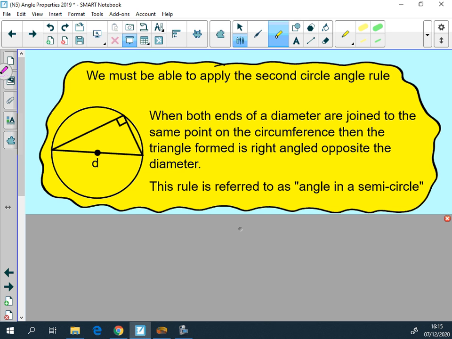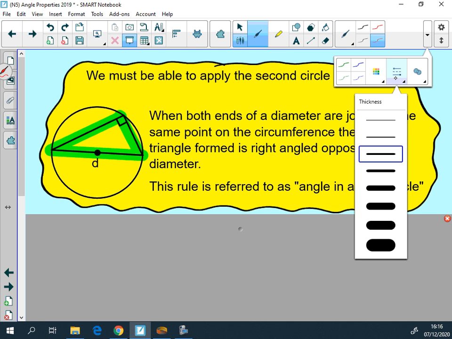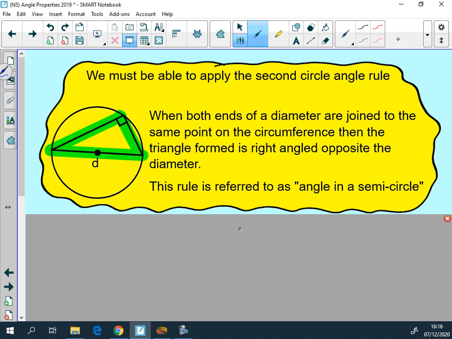Now, take a diameter, and from each point, whether it be on the left or the right, we draw two lines and meet somewhere on the circumference. Now, wherever that meets on the circumference is always a right angled triangle, and the right angle is always at the point on that circumference. So there's my right angle there.